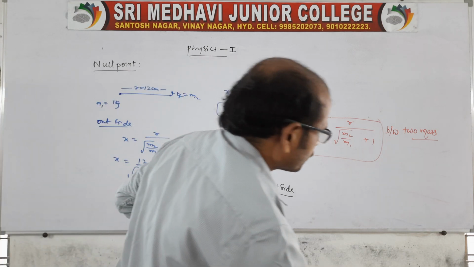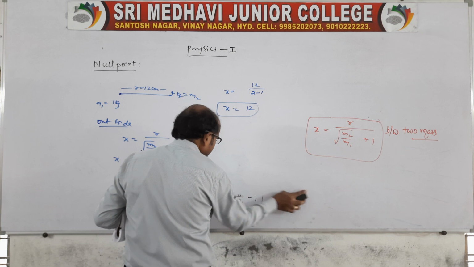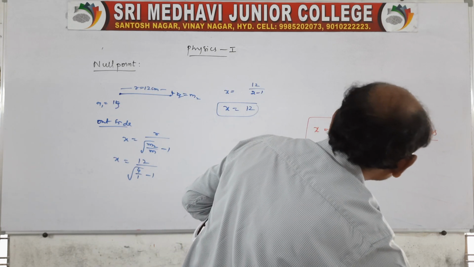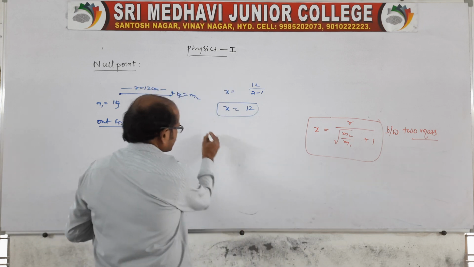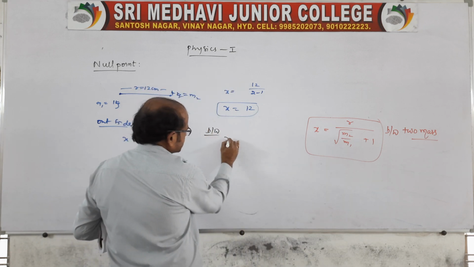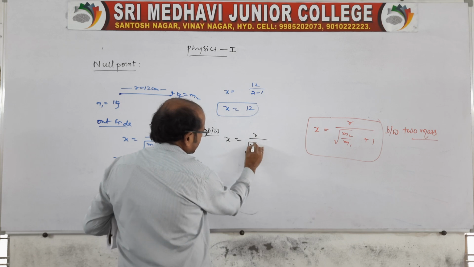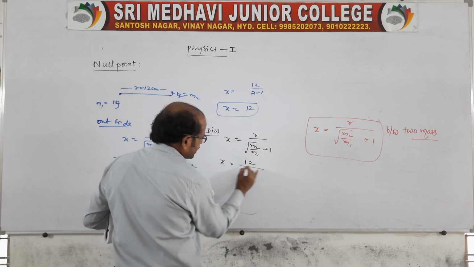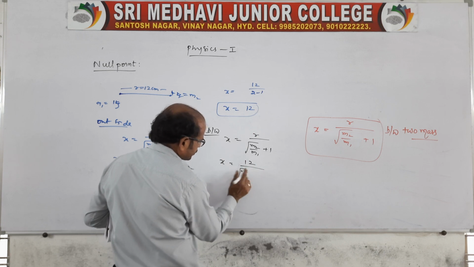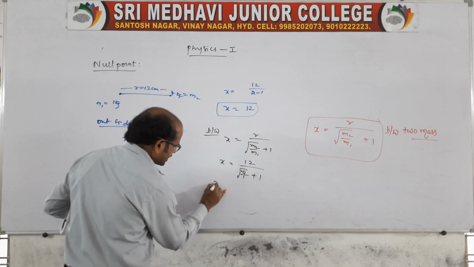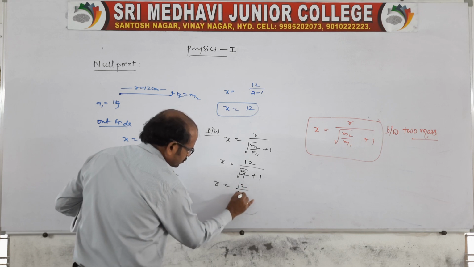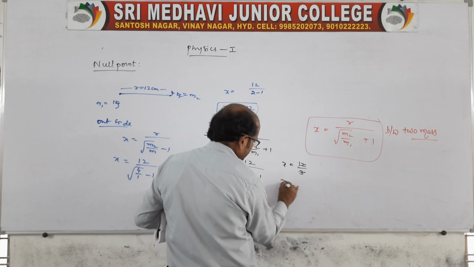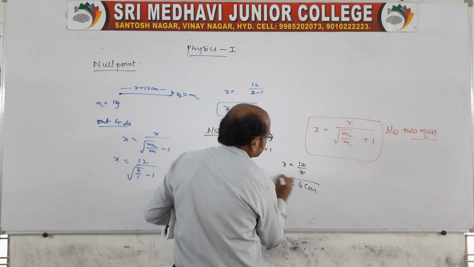Sir, why are we doing two? Because it is not given where we have to find. So you take the next one also, between the two masses. So it is between. X is equal to R by root over M2 by M1 plus 1. X is equal to 12 by root of 4 by 1 plus 1. So X is equal to 12 by 2 plus 1. So X is equal to 12 by 3. So it is 4 centimeter between the two masses.